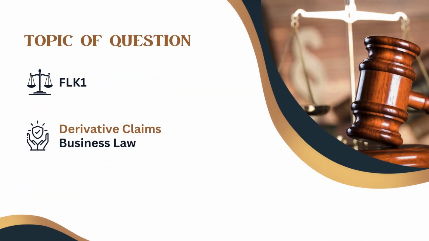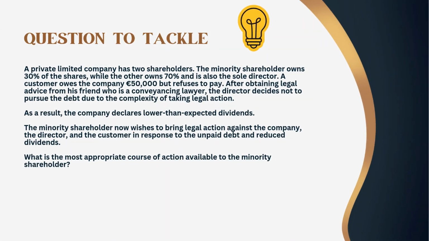In this video, we'll explore 3 scenarios involving derivative claims, a key topic in business law under FLK1. Let's dive in. A private limited company has 2 shareholders. The minority shareholder owns 30% of the shares, while the other owns 70% and is also the sole director. A customer owes the company €50,000 but refuses to pay.